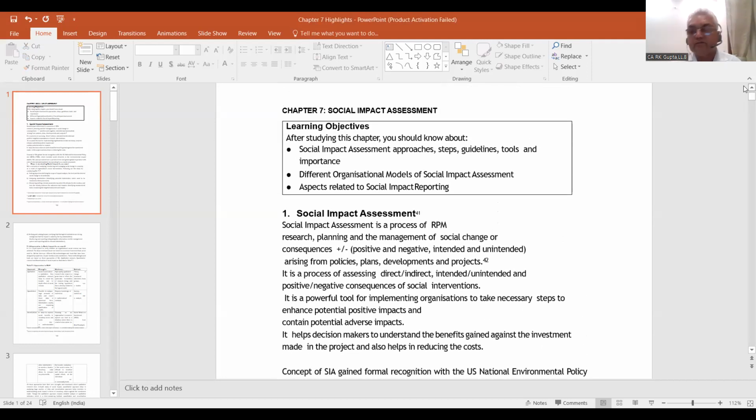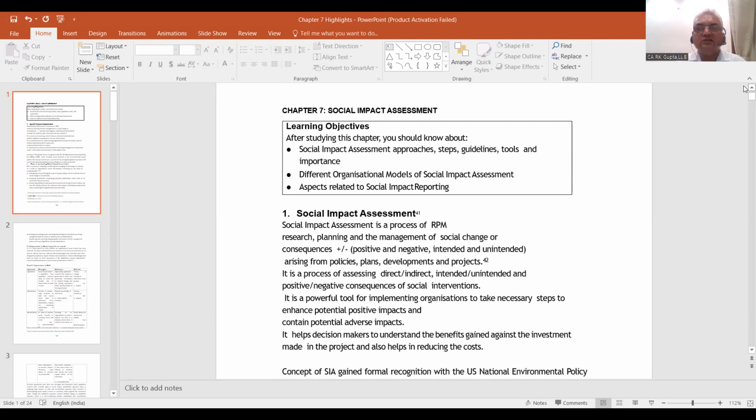Very good evening, friends. Today we'll start with chapter 7, and chapter 7 talks of social impact assessment. After studying this chapter, you should know about social impact assessment approaches, steps, guidelines, tools, and importance, different organizational models of social impact assessment, and aspects related to social impact reporting.